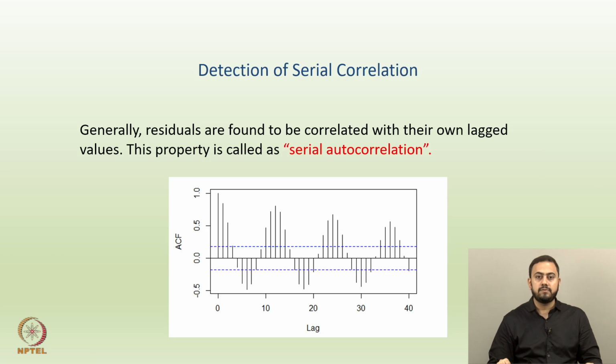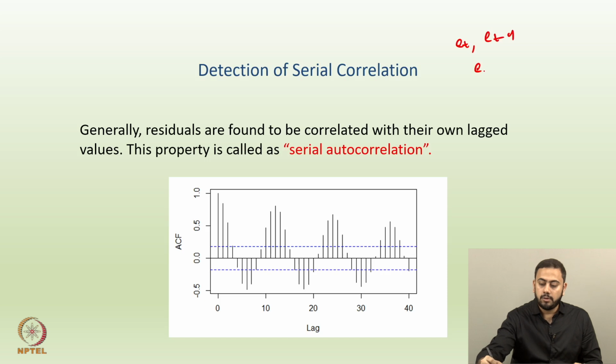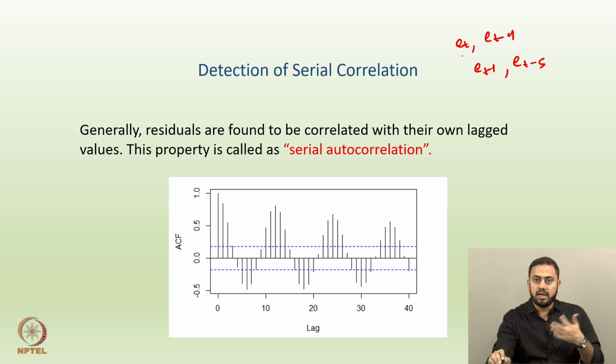So, in time series you have something called serial correlation. So, what exactly do you mean by serial correlation? Generally, the residuals are found to be correlated with some of their own lagged values. So, for example, let us say Et might be correlated with Et minus 4, or Et minus 1 might be correlated with Et minus 5, etc. Okay. So, let us say Et is correlated with one of its lagged values, or Et minus 1 is correlated with one of its lagged values.